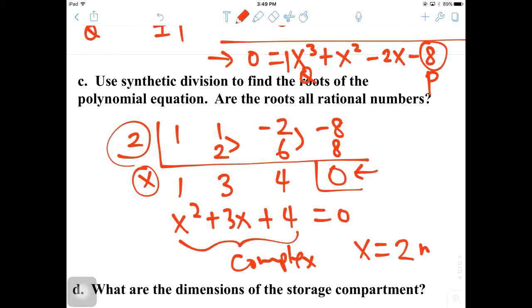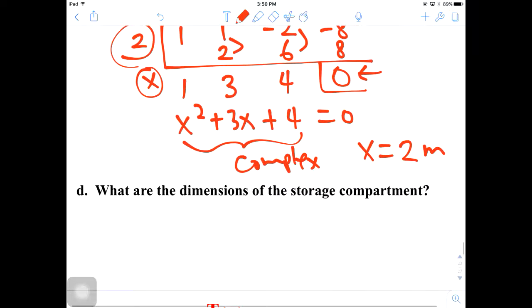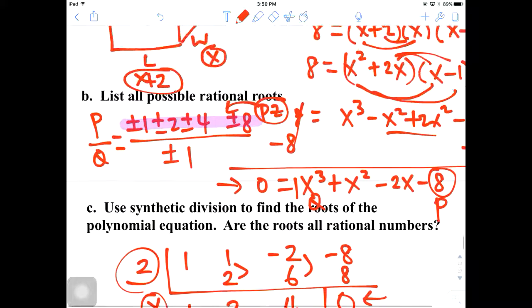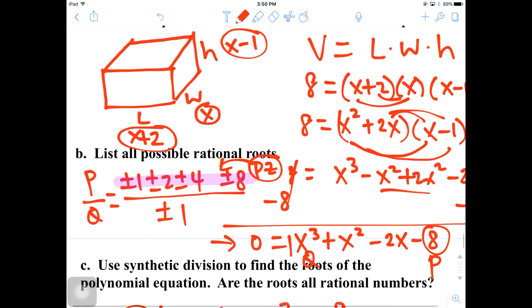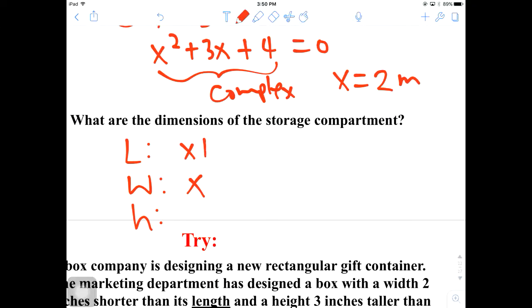So therefore, the width is actually 2 meters. So what are the dimensions: length, width, and height? Originally we had let the width be x. So the width is x, the length is x plus 2, and the height is x minus 1.